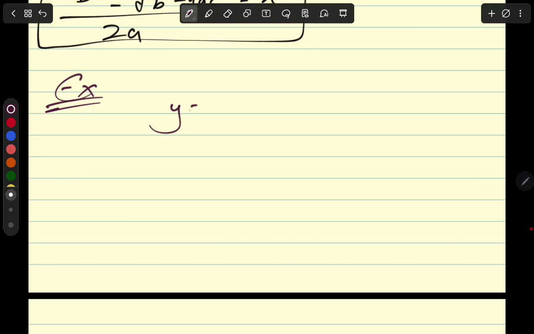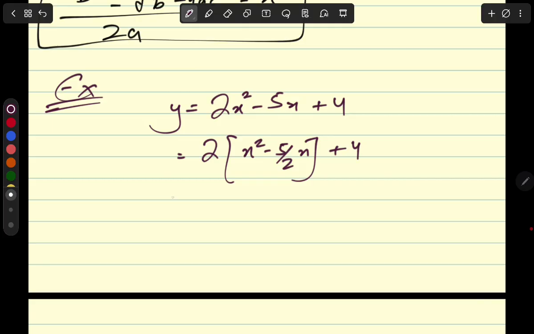For example, you have y equals 2x squared minus 5x plus 4. So the first step is to isolate x squared, and whatever you take common from x squared, you do the same from the term x. So this becomes x squared minus 5 upon 2 x plus 4. Now I can see that this is the second term, 2ab, and then I must add a b squared to it, right? So this is x squared minus 5 upon 2 x, or I can rewrite it as 2ab, and b is 5 upon 4.